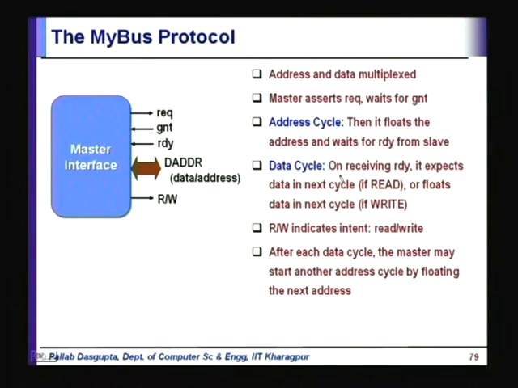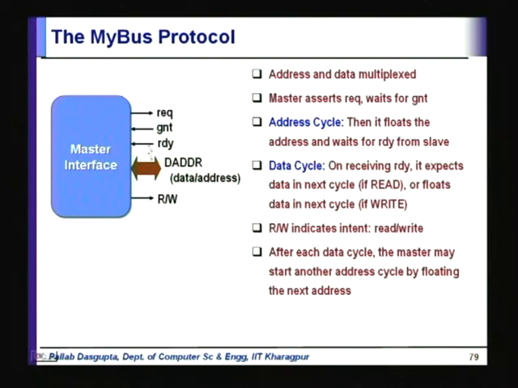So, we are going to study this with respect to a simple bus protocol which we will call the MyBus protocol. In this protocol we are looking at the interface of a master device. The master device has access to the bus. The bus is a multiplex bus, so it can float both data and address, but not in the same cycle. The same bus is used to float the address and also the data at selected cycles.